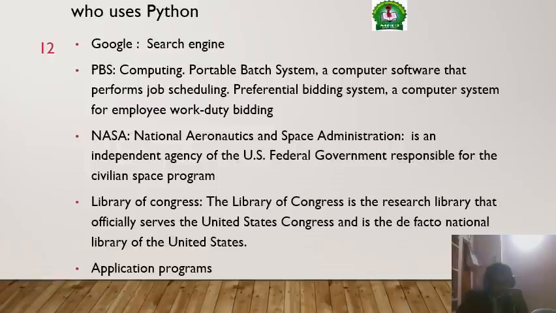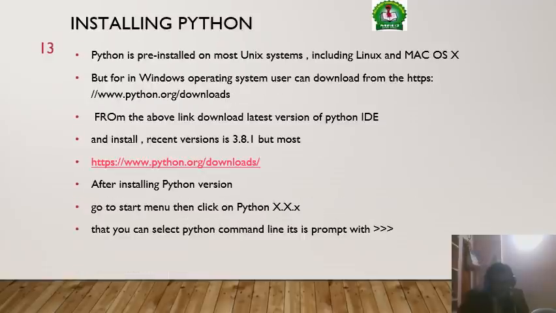Various kinds of scheduling algorithms are available, and a batch is a single process: how it will be executed. Python is also used in the National Aeronautics and Space Administration, the US federal government agency responsible for the civilian space program, and the Library of Congress, a research library officially in the United States Congress. It's the National Library of the United States, and all its application programs are designed and developed using Python.